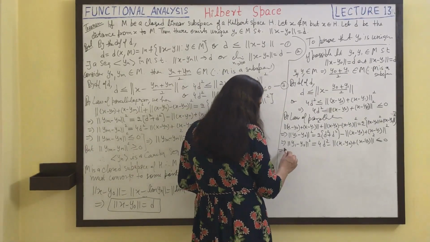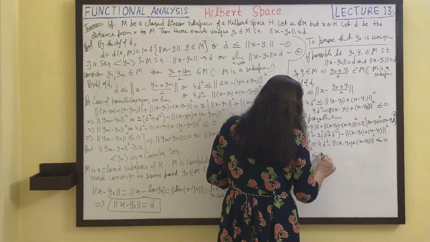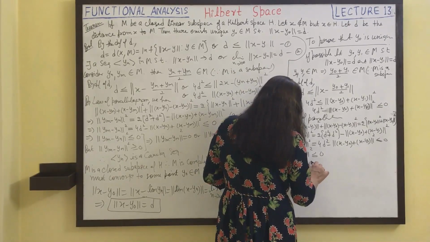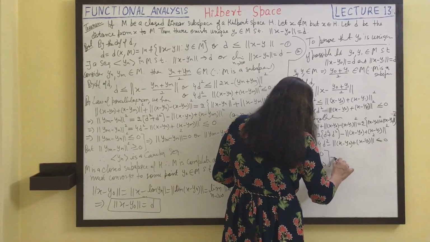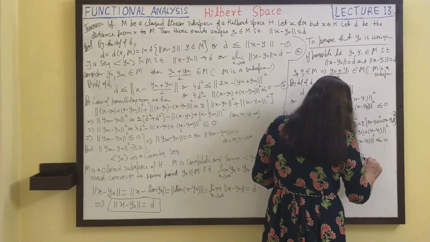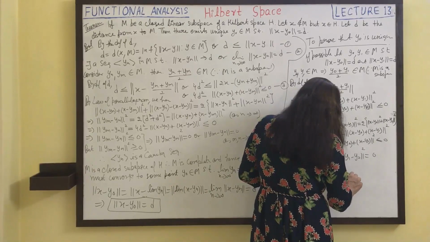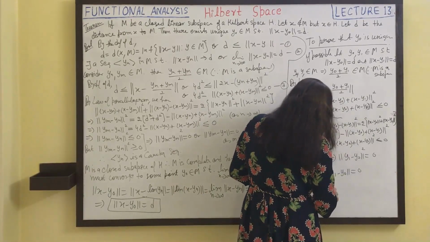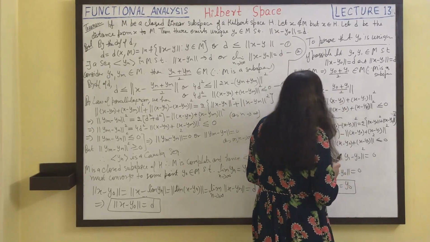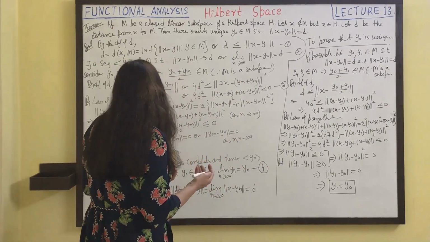So we can say that norm of y1 minus y0 squared is less than or equal to 0, but norm of y1 minus y0 is greater than or equal to 0. So this implies norm of y1 minus y0 squared is equal to 0, or we can say norm of y1 minus y0 is equal to 0, or y1 is equal to y0. So y0 is unique. The theorem is proved. Let's come to the next theorem.